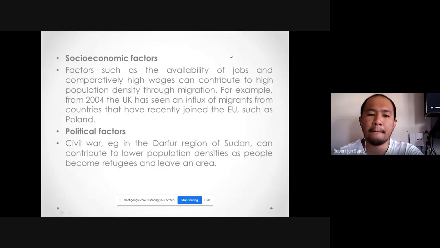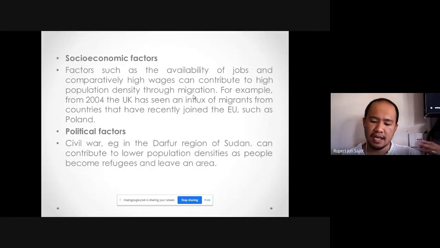Okay. Next, aside from socioeconomic factors, we have political factors. Now, civil war, example in the Darfur region of Sudan, can contribute to lower population densities as people become refugees and live in an area. Just like what I said, if the area is conflicted with rebellion, terrorism, or civil war, nobody would like to place themselves in the middle of war, right? So these are factors that contributes to these people to migrate from this place to the other.